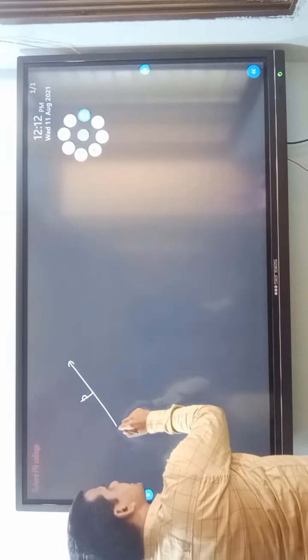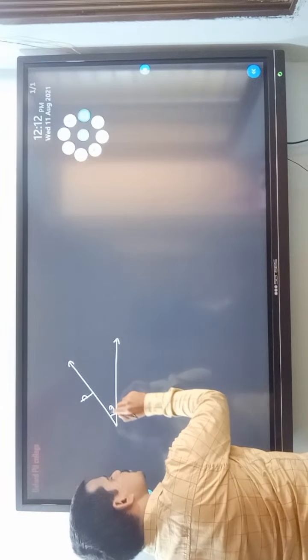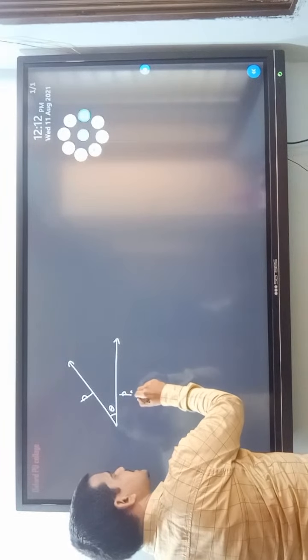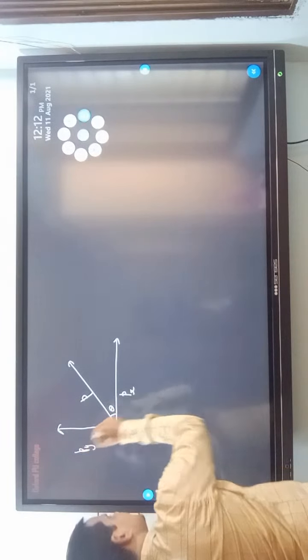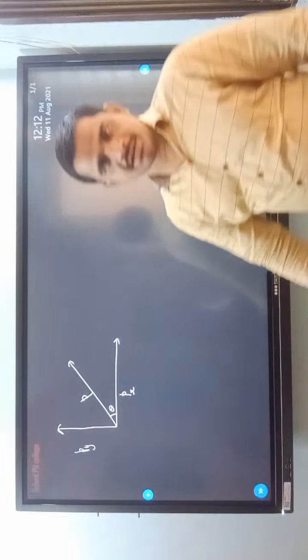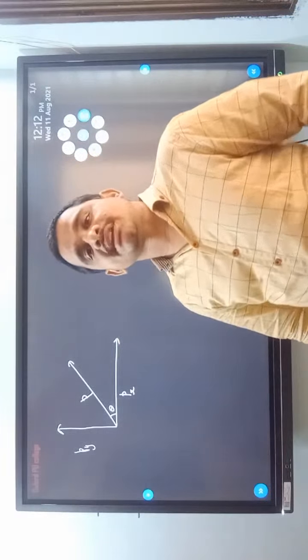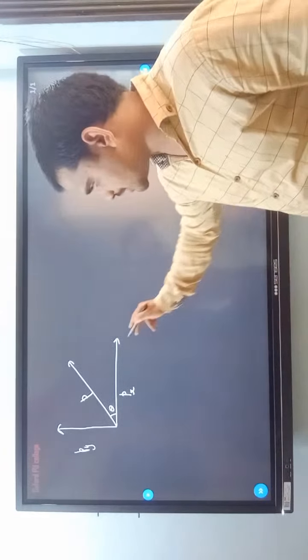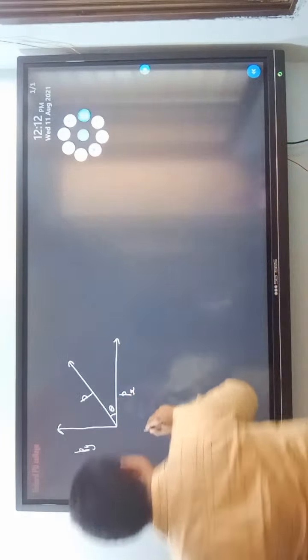This linear momentum can be divided into two types, means two components: one is px and another is py. This is a horizontal component, whereas this is a vertical component. A linear momentum can be resolved into two components, one is px and the other is py.